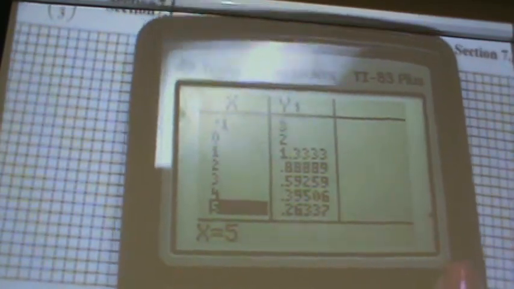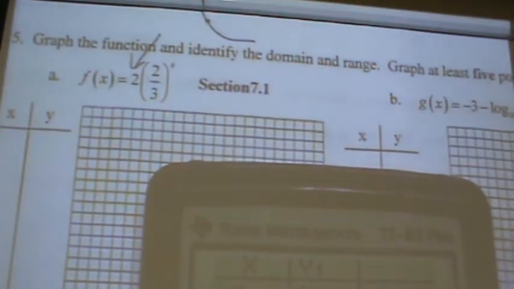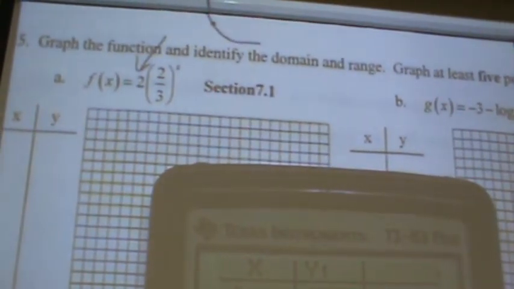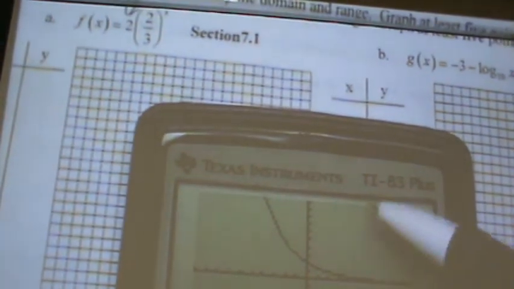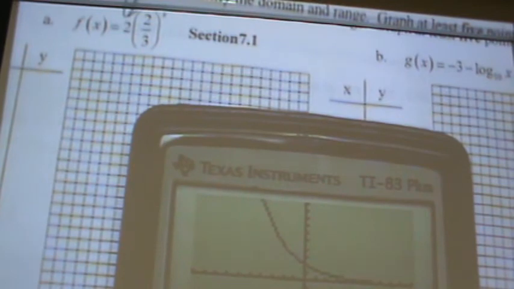What's the domain on this? The domain is all real numbers. So if you look at your graph, your domain is all real numbers. We can use any x value we want. But the range, what's this thing? It's never gonna cross the x-axis. So it's y is greater than or equal to 0.